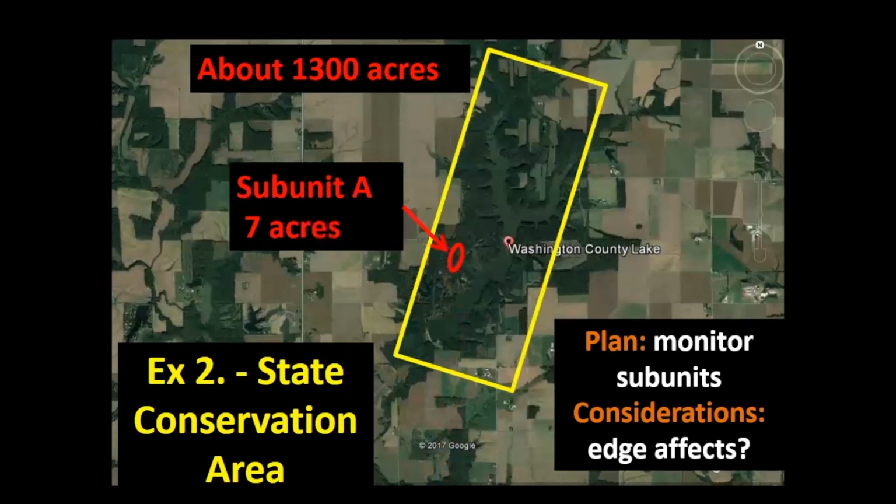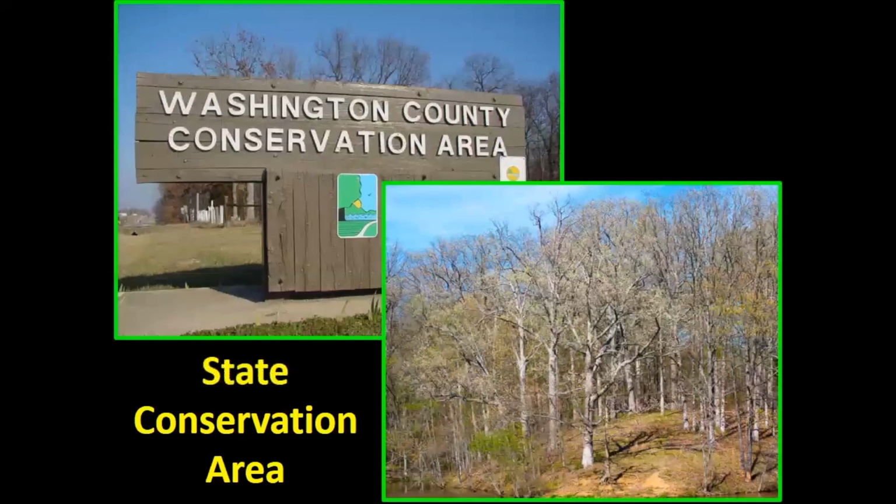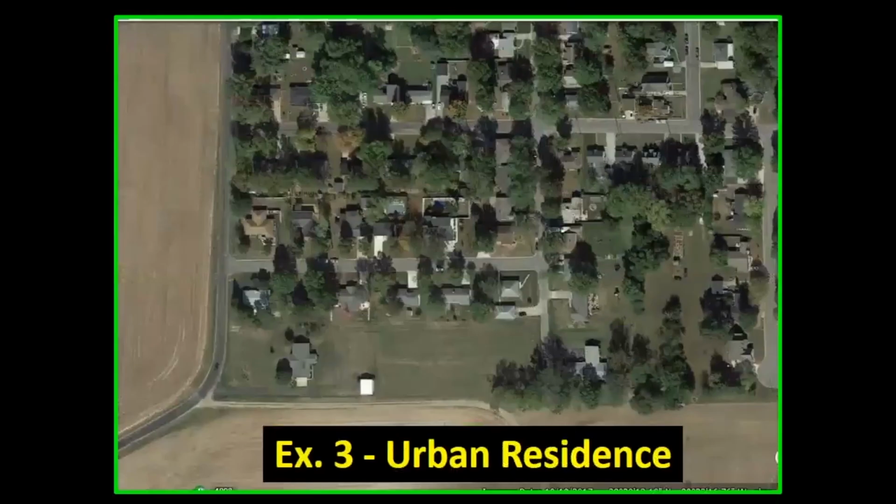In 2018, we made subunit A, in this case, of 7 acres, which was monitored well away from any adjoining cropland. And a second subunit was also monitored at 5 acres, and again, well away from any possible edge effects. And here's what the situation looks like on the ground. In the lower right-hand corner, you can see a part of the woodland that was actually monitored in 2018.